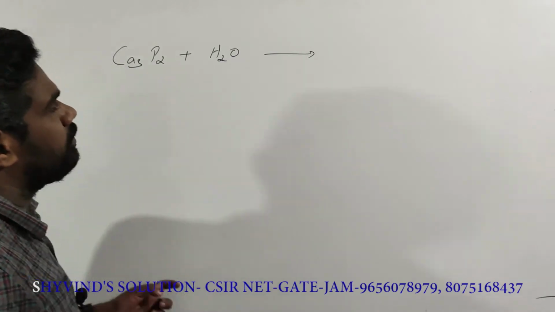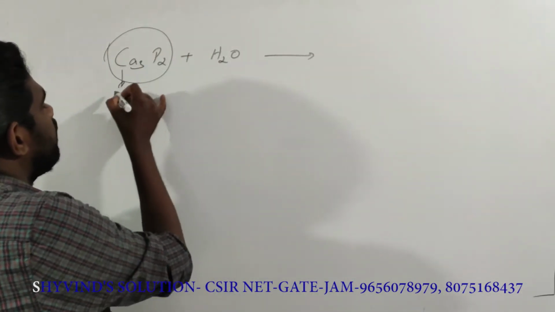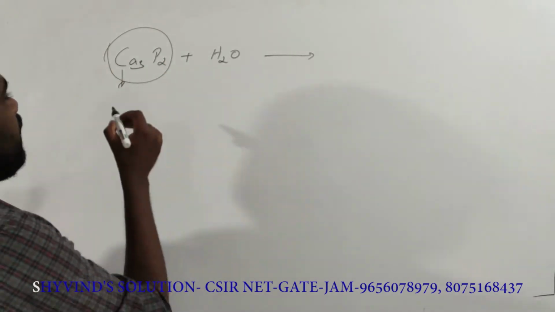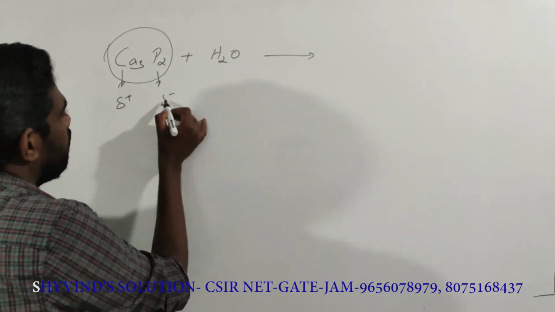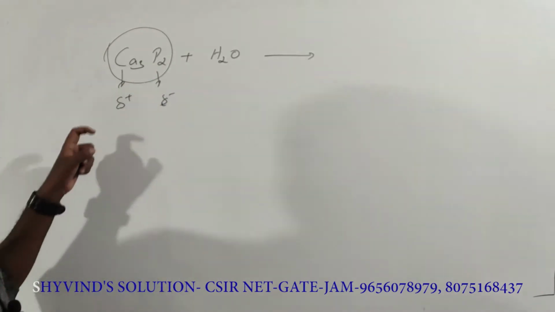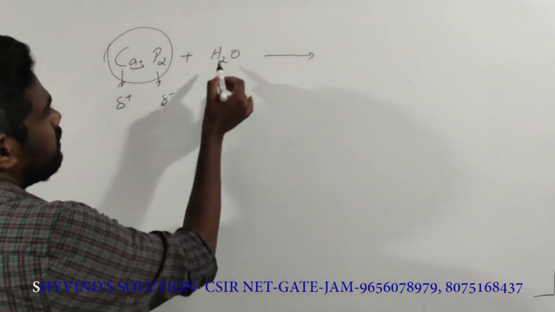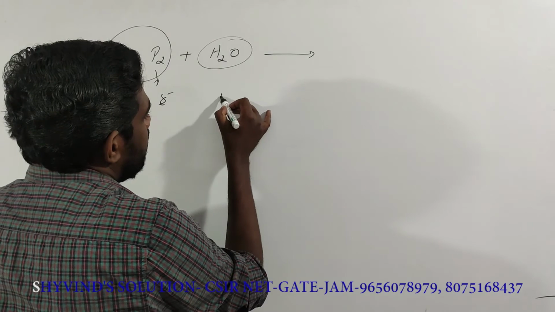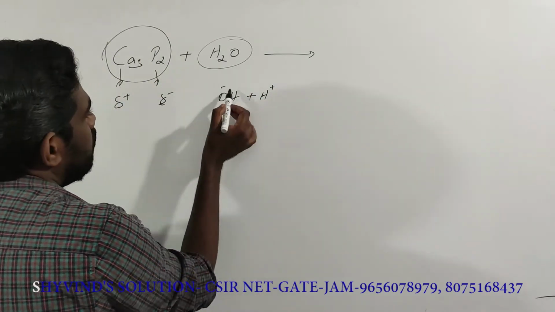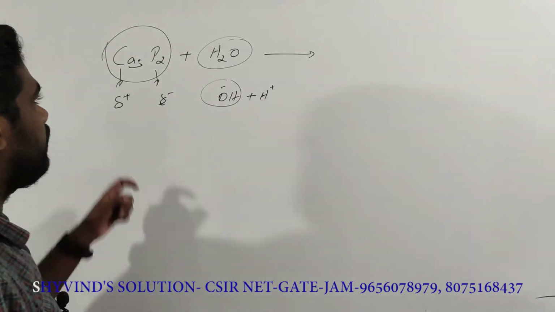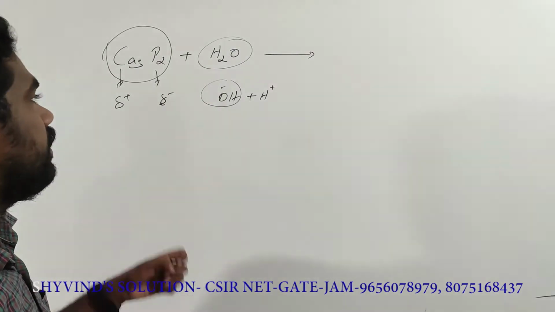If we compare the electronegativity of these two species, calcium is electropositive and phosphorus is electronegative, because electropositivity is comparatively higher for calcium. So it will prefer to attack the negatively charged species. Water will split as OH and H plus. The OH species will go along with the calcium and the H plus will go along with the phosphorus.